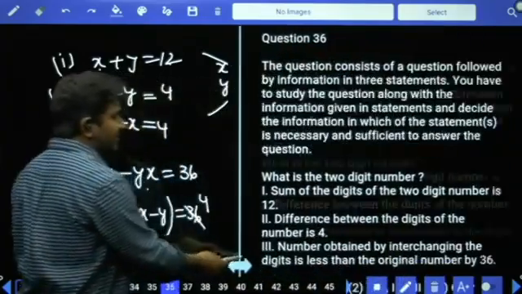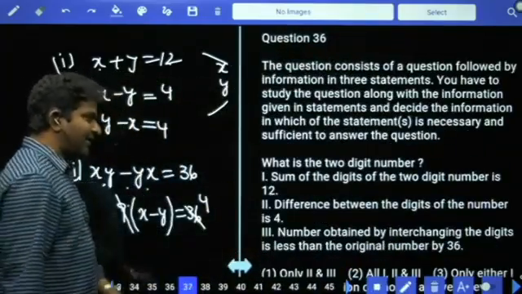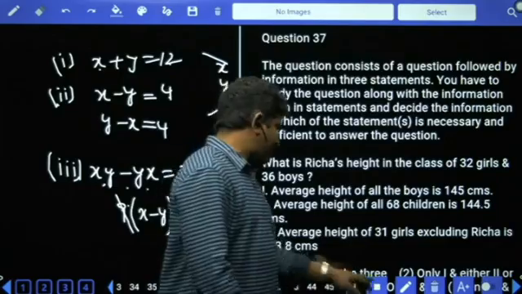So when are we getting the answer? Using 1 and 3 we are able to get the answer. 1 and 3 gives you the answer.